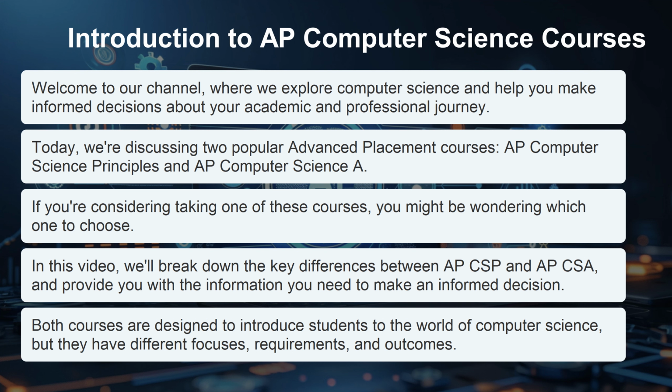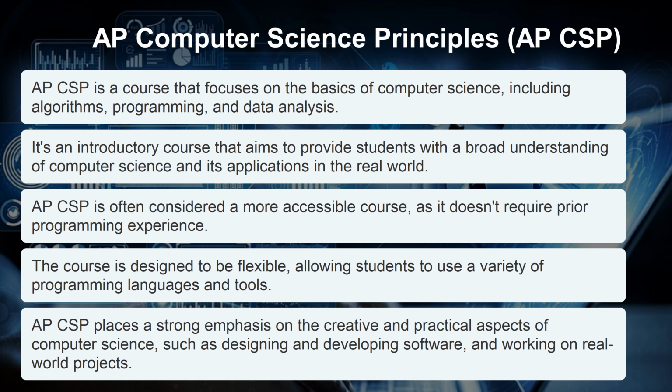AP Computer Science Principles and AP Computer Science A are two distinct courses that cater to different interests and skill levels. Both courses are designed to introduce students to the world of computer science, but they have different focuses, requirements, and outcomes. AP Computer Science Principles is a course that focuses on the basics of computer science, including the concepts of algorithms, programming, and data analysis. It's an introductory course that aims to provide students with a broad understanding of computer science and its applications in the real world. AP CSP is often considered a more accessible course as it doesn't require prior programming experience.